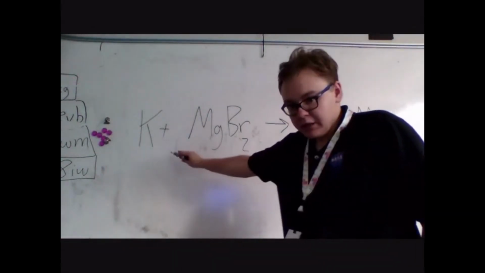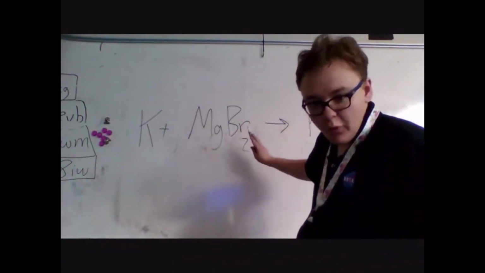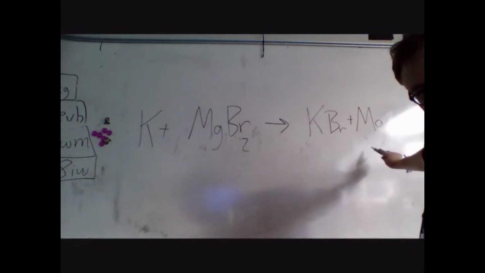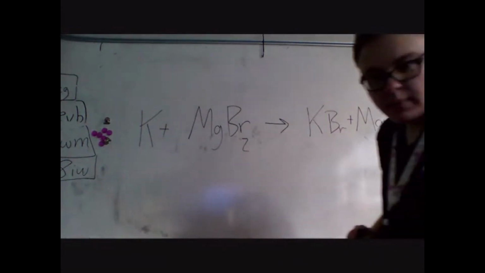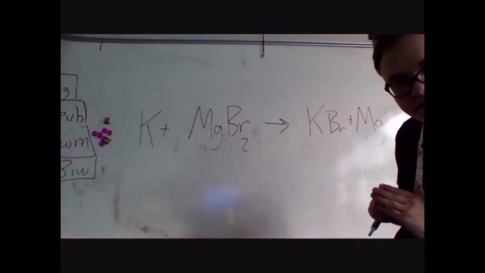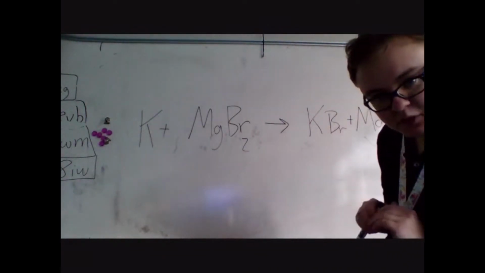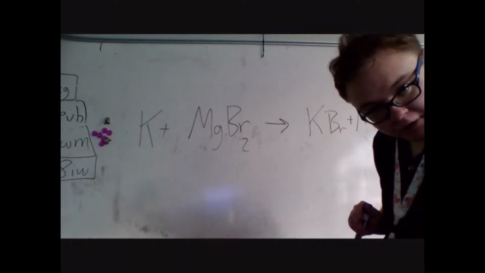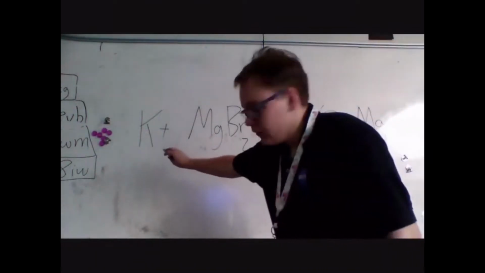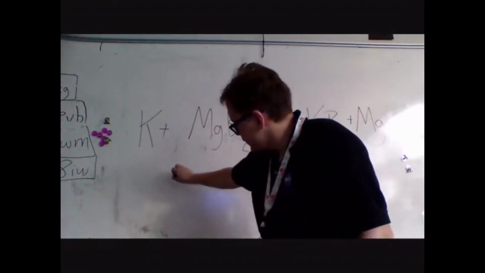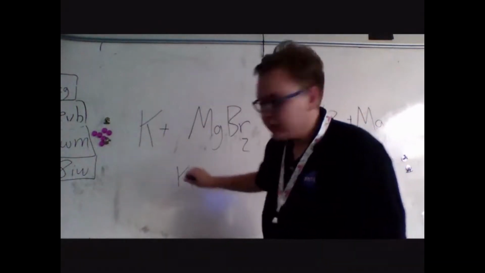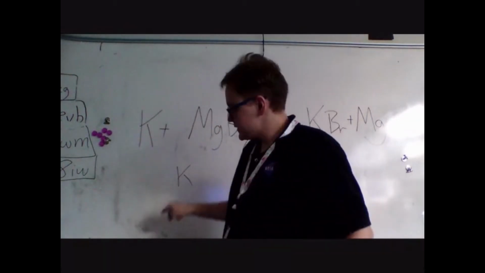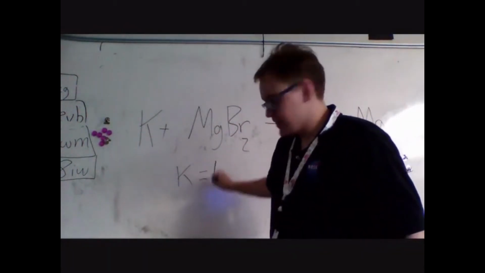This has potassium react with magnesium bromide to create potassium bromide and magnesium. The first step is to look at both sides of the equation and see how many atoms of each element are in the equation. We start with potassium. Potassium on the left side, there is 1. Remember the invisible ones, so there's 1 potassium on this side.